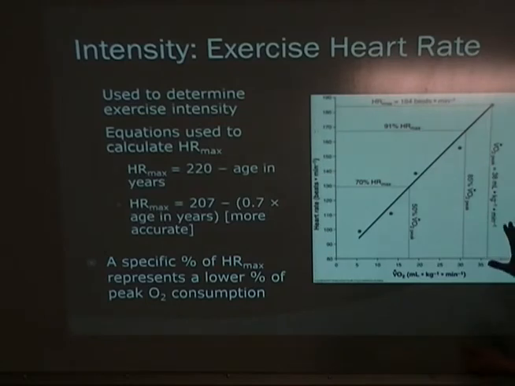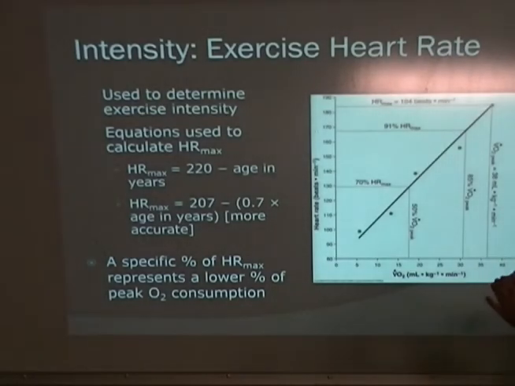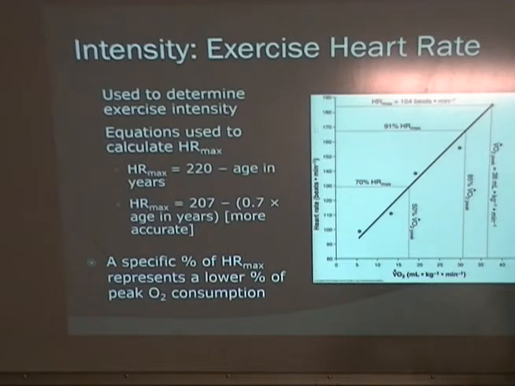But very usefully, heart rate and VO2 have a linear relationship. So we can very easily transfer one measure into the other. It is important to note that whatever percentage of your heart rate max you're working at, the percentage in a VO2 max would be a lower number. So for example, on this bottom line here, 70% of your heart rate max equates to 50% of your VO2 max or VO2 peak.